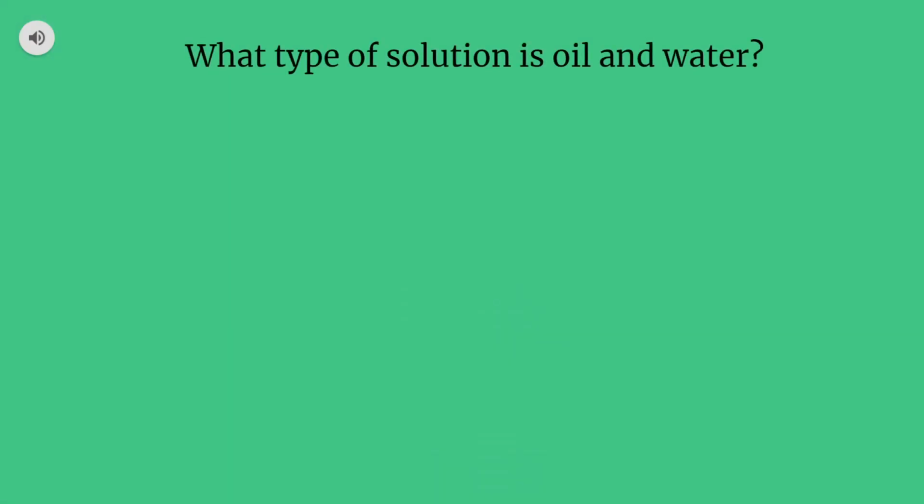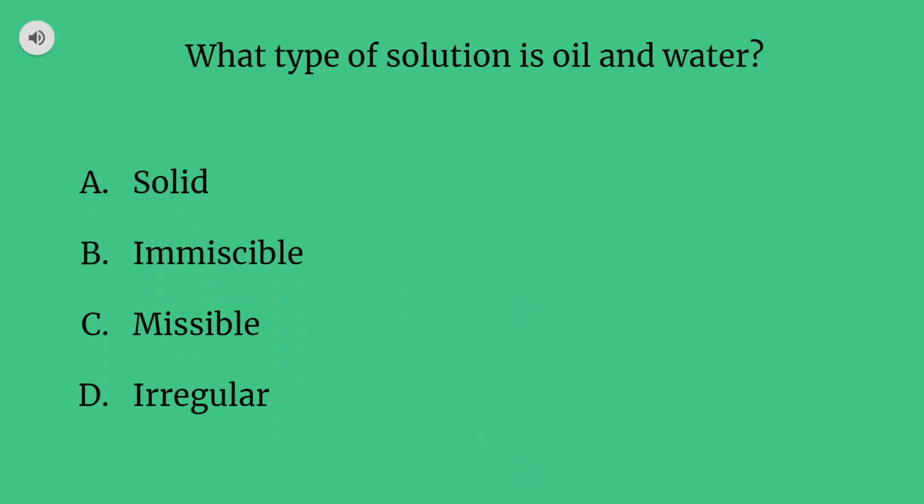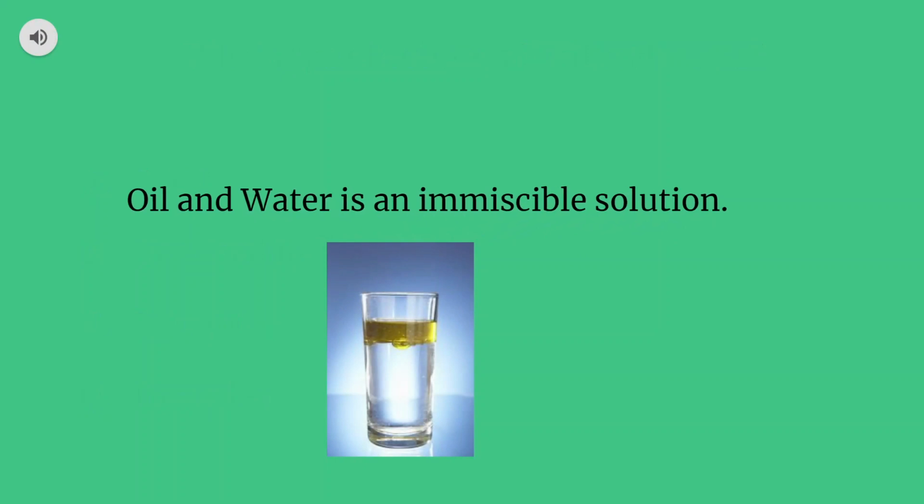Question 2. What type of solution is oil and water? A. A solid. B. Immiscible. C. Miscible. Or D. Irregular. The correct answer is B. Oil and water is an immiscible solution.